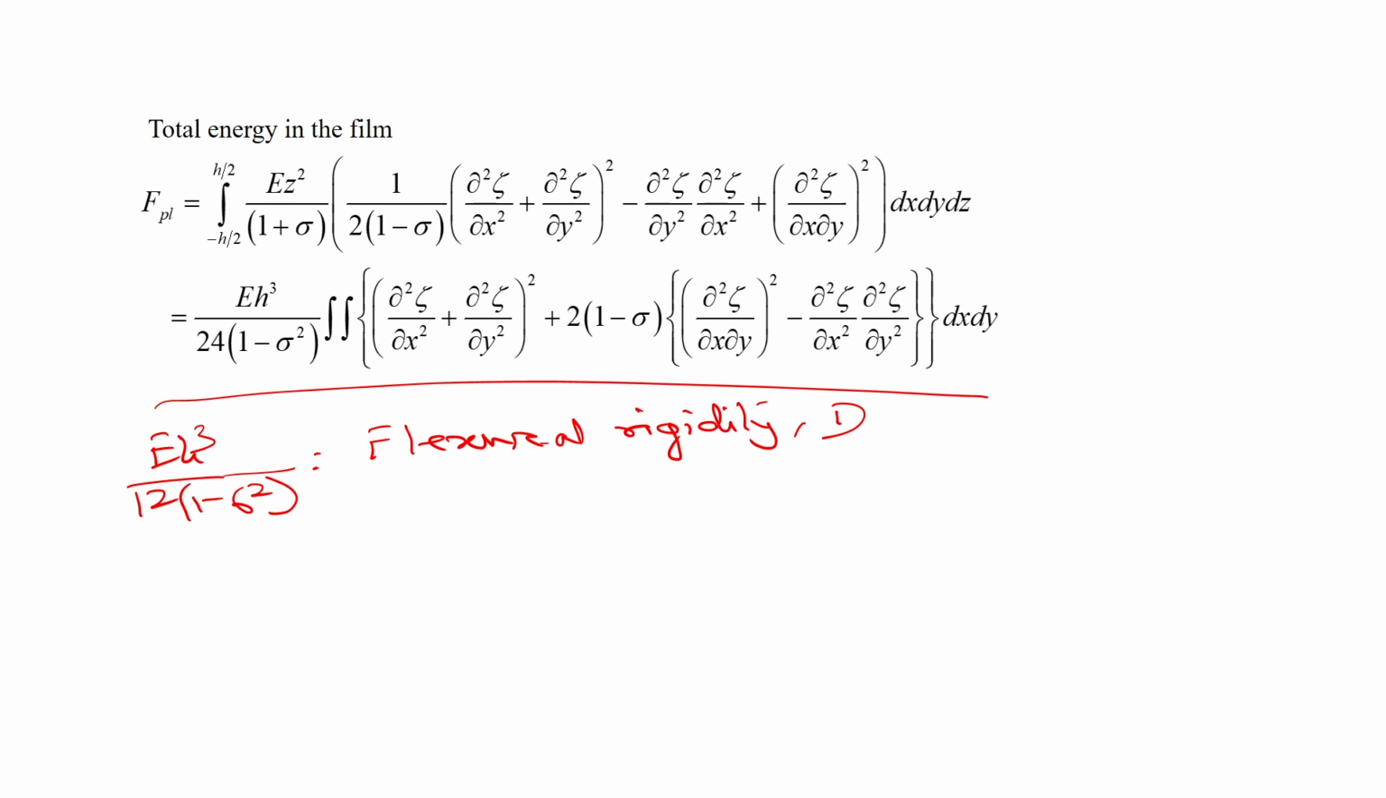You also see what the unit of this is. Now, E has a unit of Newton per meter square, and h is a unit of meter cube. So, the total unit is Newton meter.